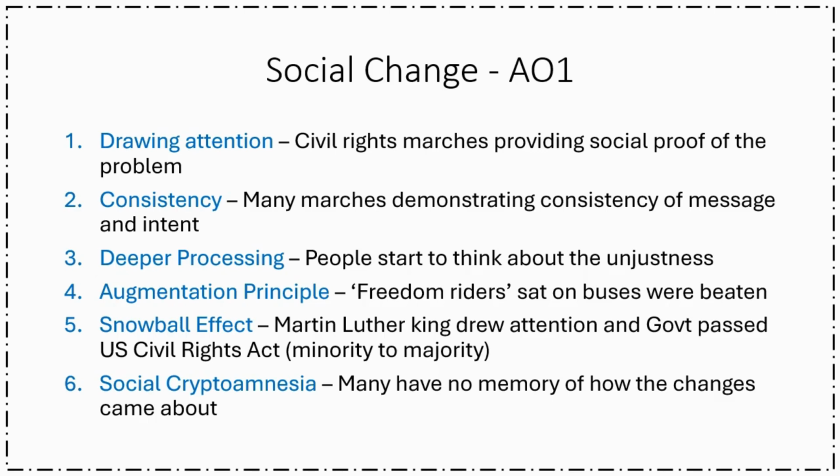Eventually, because the minority is now becoming the majority, because it is seen as the norm, so we have normative social influence happening, we have something called social cryptomnesia. This is where we forget originally where the idea came from or when the opinion started to change. We have no memory of how those changes really came about.